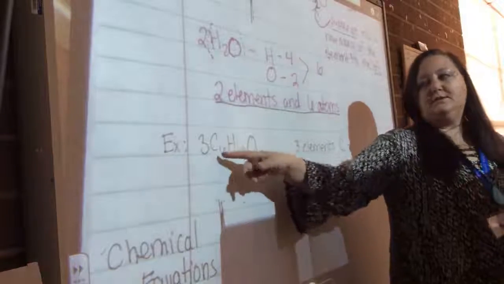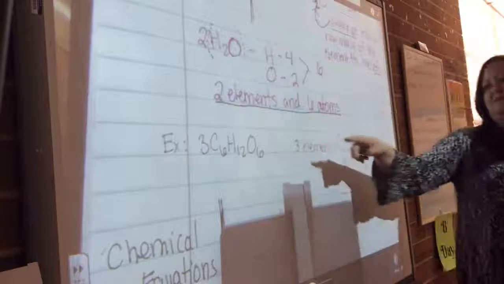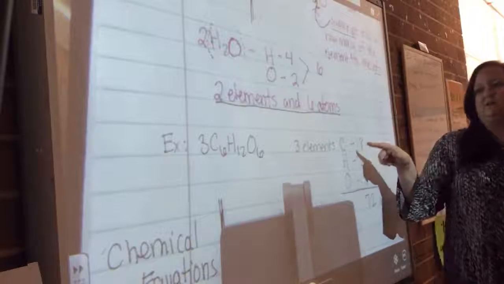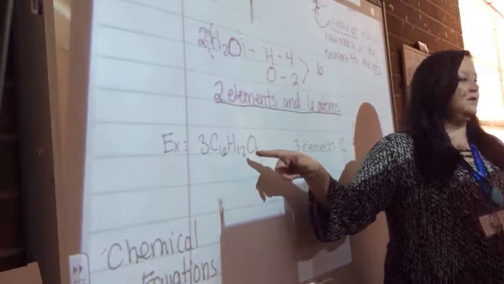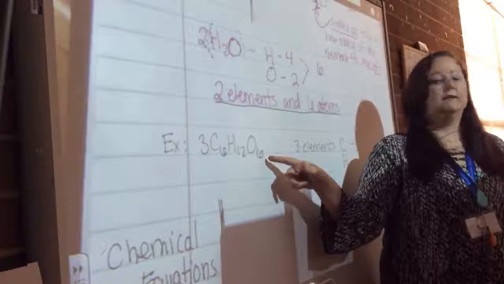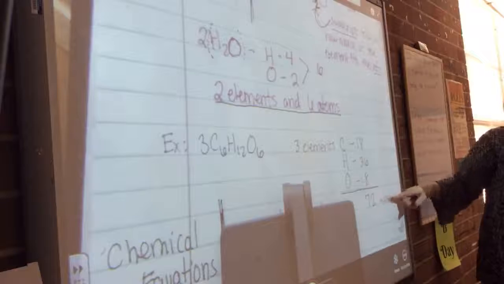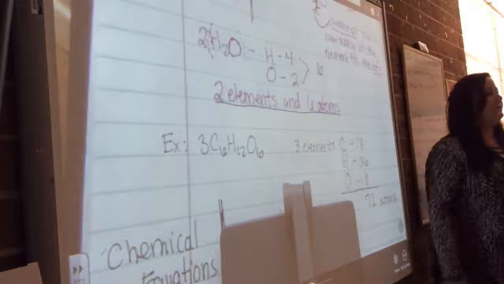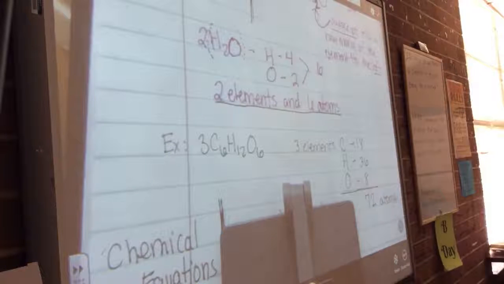Let's do multiplication. 3 times 6 is what? 18. I feel like a math teacher. 3 times 6 is 18, so I have 18 carbons. 3 times 12 is what? 36, so I have 36 hydrogen. 3 times 6 is 18, so I have 18 oxygen. You add it all together, you have 72 atoms total when you have 3 glucose molecules. That's all there is to it.